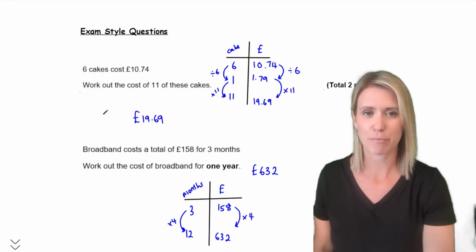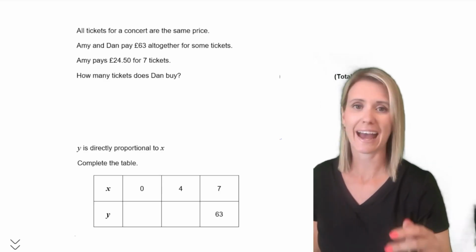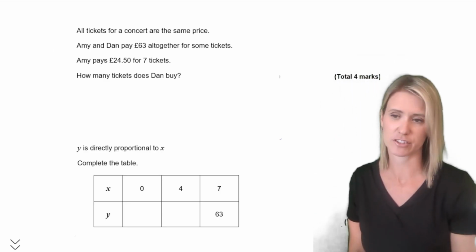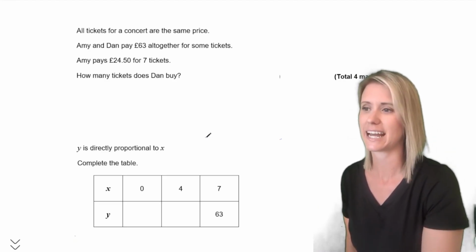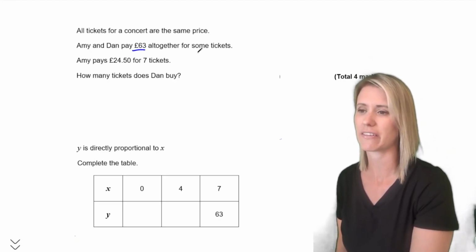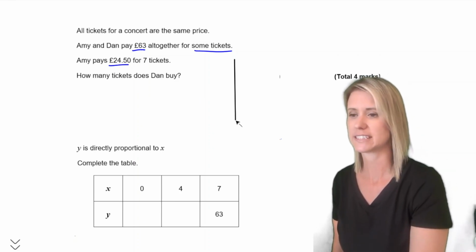They're in direct proportion. Now, before we go, let's just have a look at one more question and then how we do the graphs of direct proportion. So all tickets for a concert at the same price. Amy and Dan pay £63 altogether for some tickets. Amy pays £24.50 for 7 tickets.